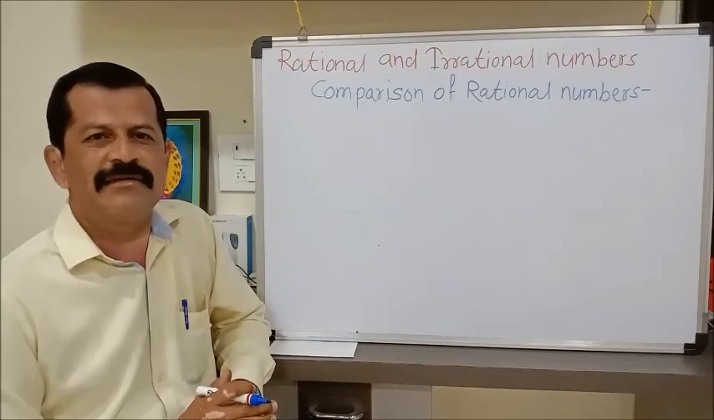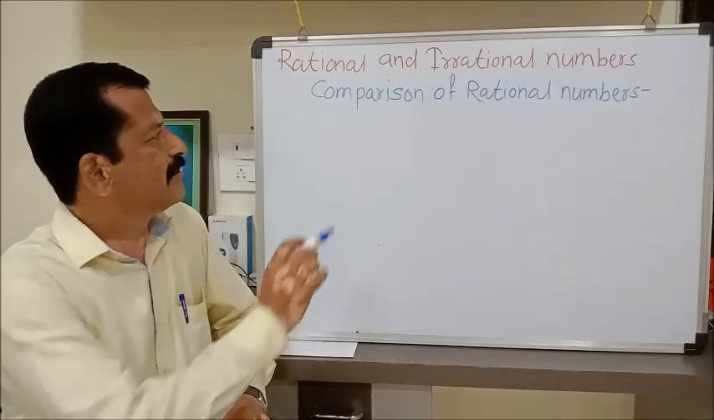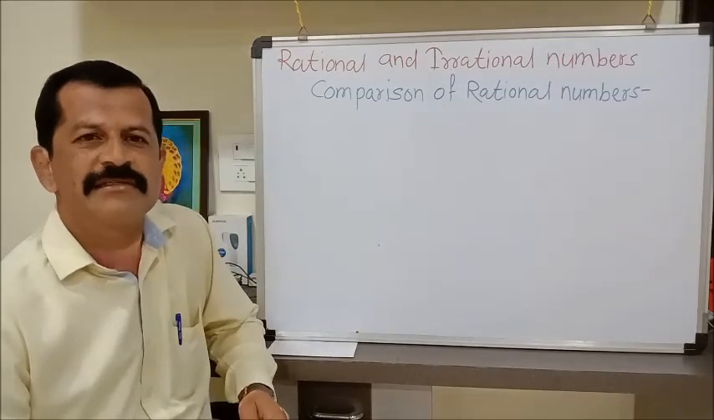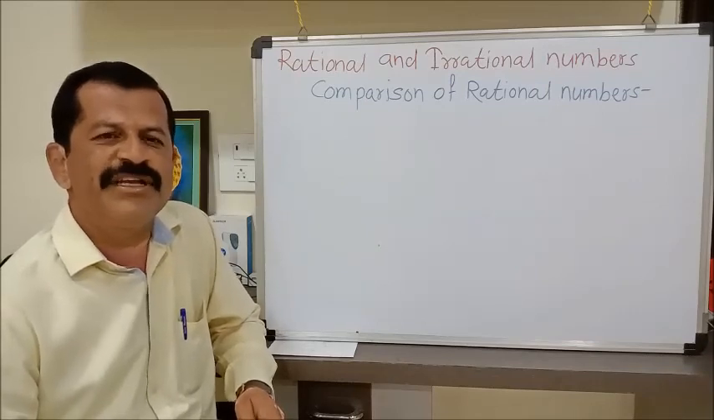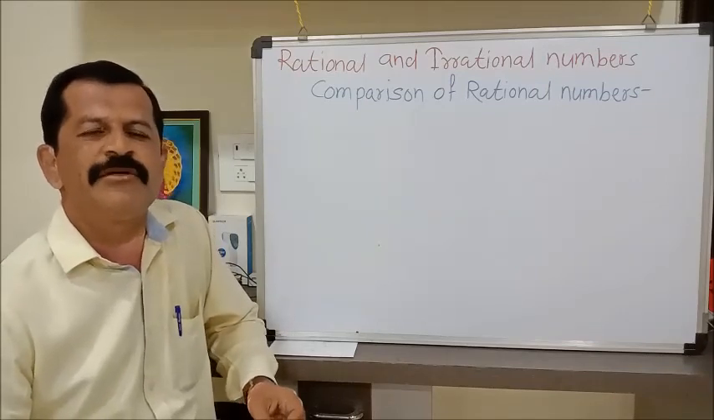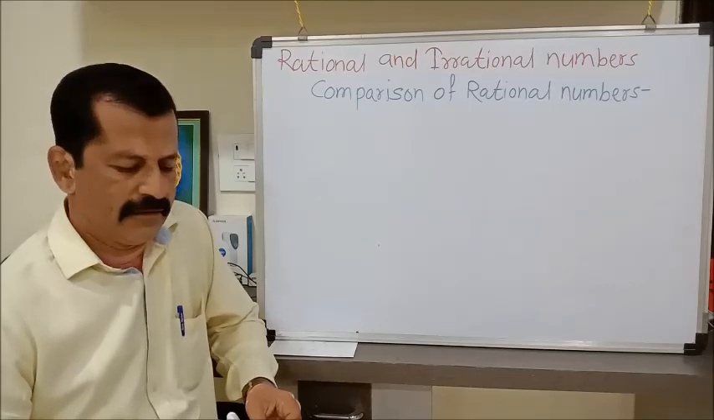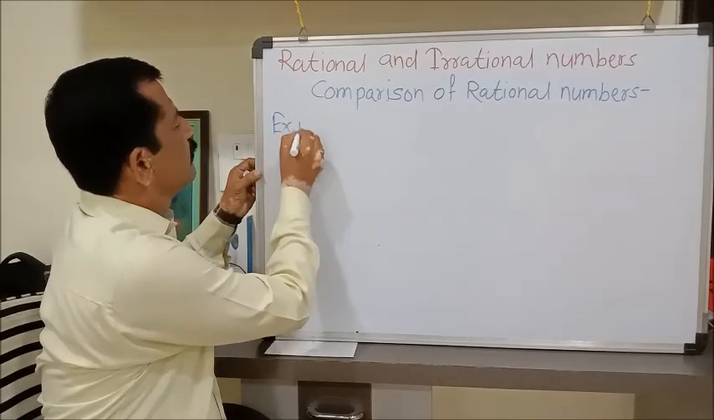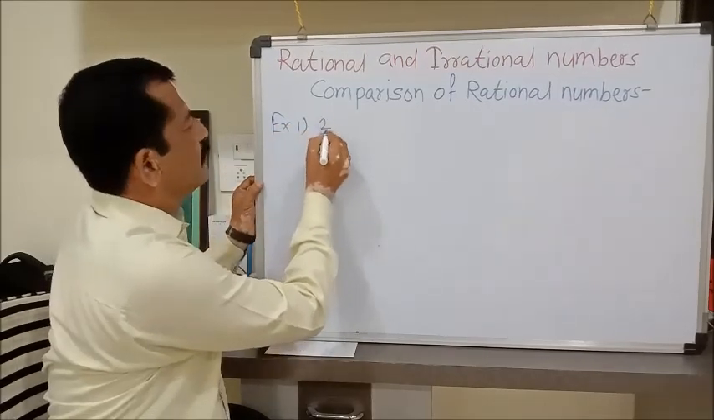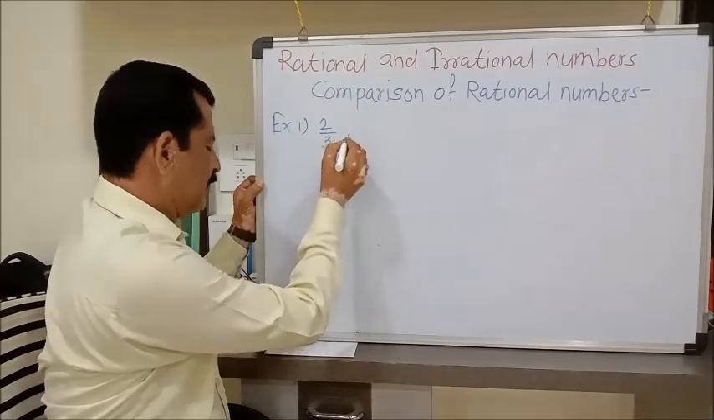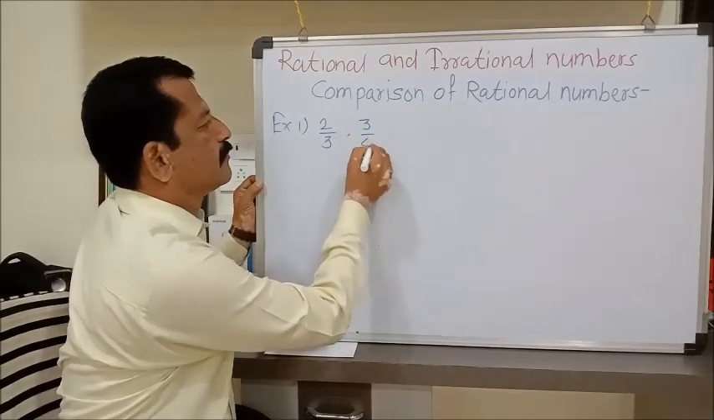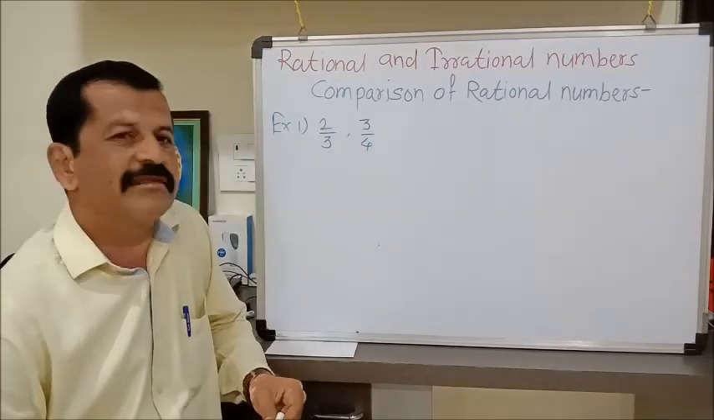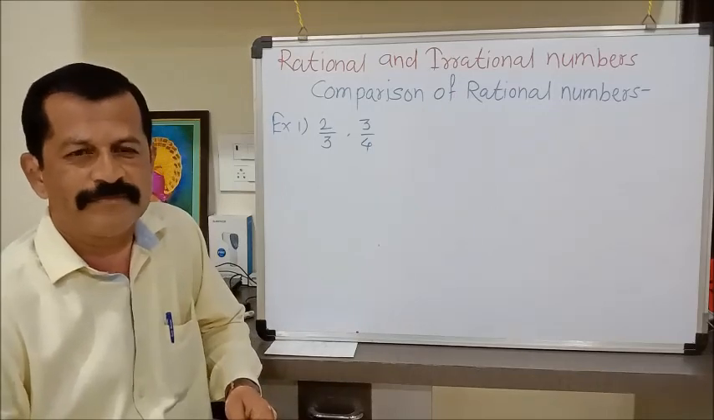So we can start. The next topic is comparison of rational numbers. Comparing means we find out which number is large and which number is small. So we can take some examples. First example, 2 by 3 and 3 by 4. 2 by 3 is the first rational number and 3 by 4 is the second rational number.